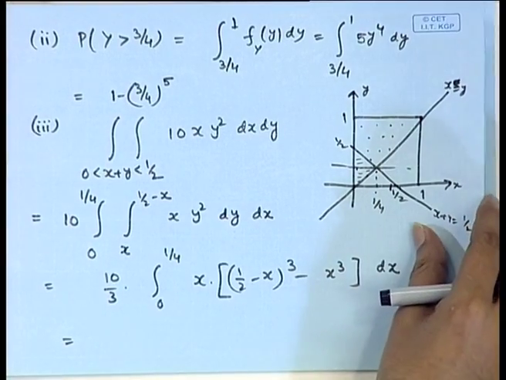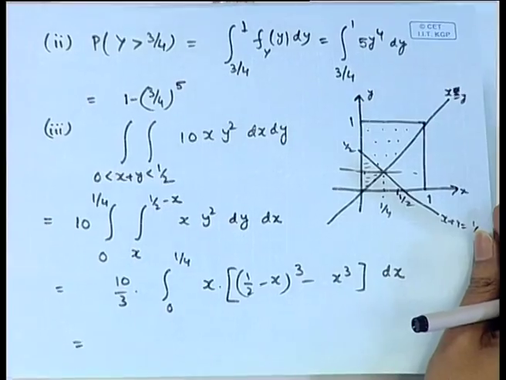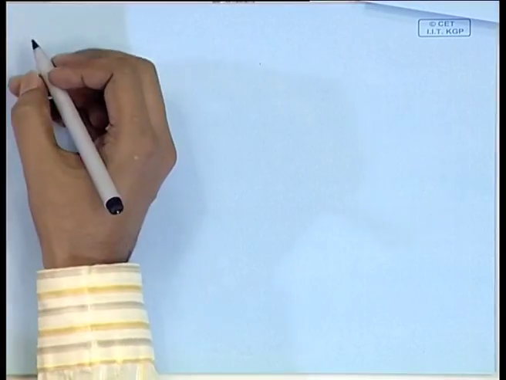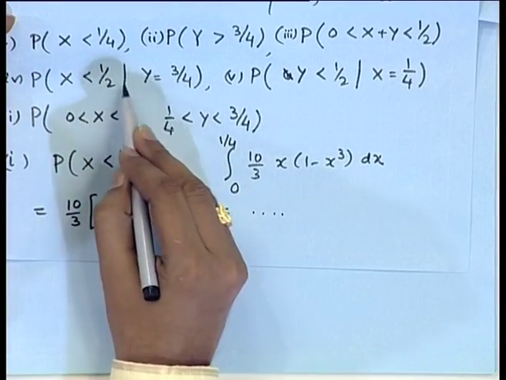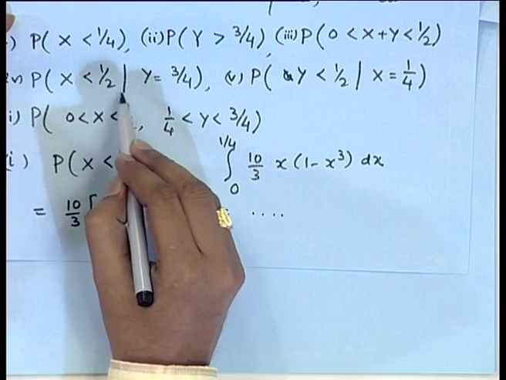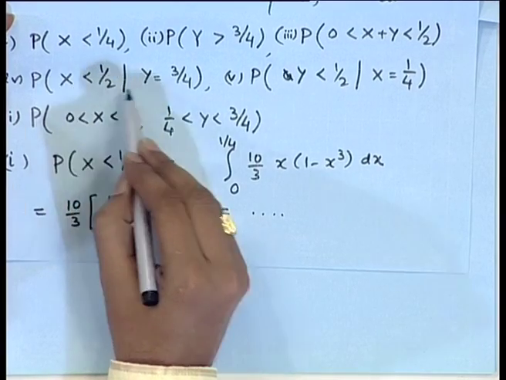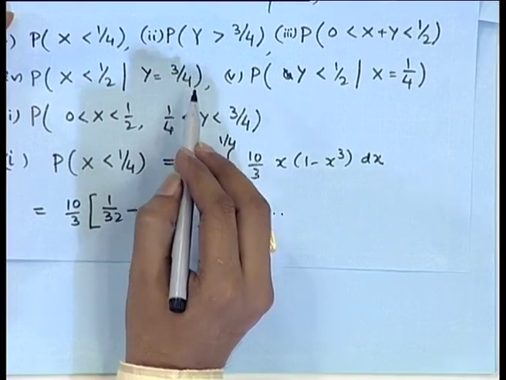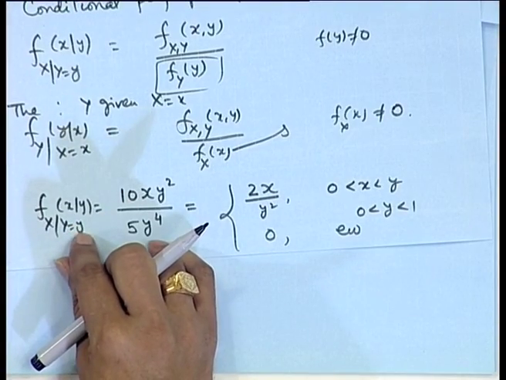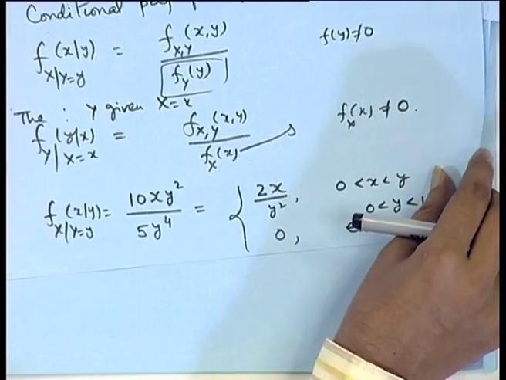Let us look at the conditional probabilities also. If we are calculating the probability of x less than half given y is equal to 3 by 4, this can be evaluated from the conditional distribution of x given y is equal to 3 by 4. Now, the conditional distribution of x given y is equal to y we have already determined. So, here if we substitute y is equal to 3 by 4, we get the appropriate distribution.